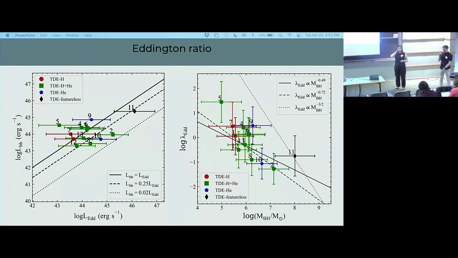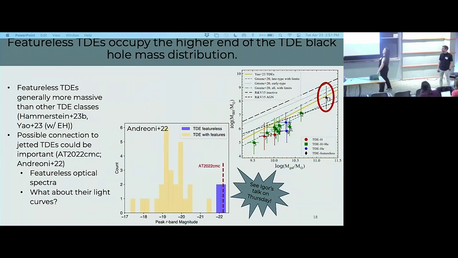Okay, that side. So I have a question about the TDE features that had a mass estimate of 10 to the 8 solar mass of the black hole. Does that large mass constrain the spin of the black hole to be very large so that it doesn't get disrupted out inside the ISCO?